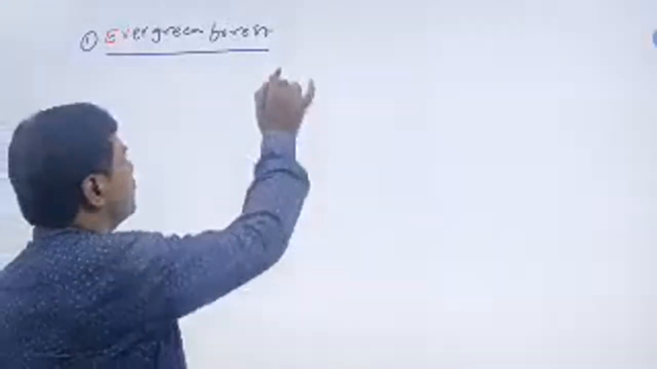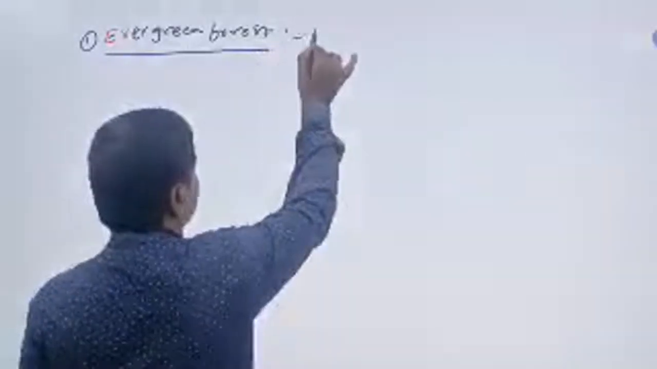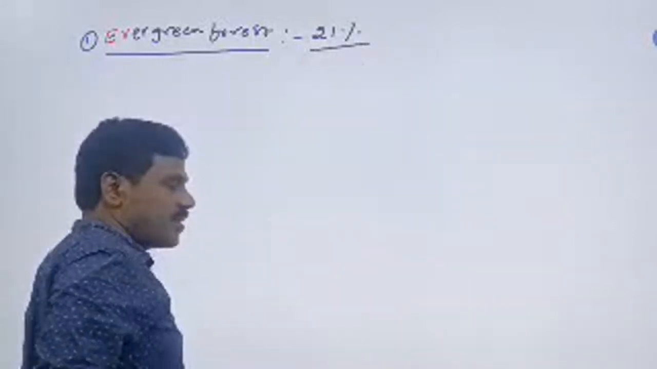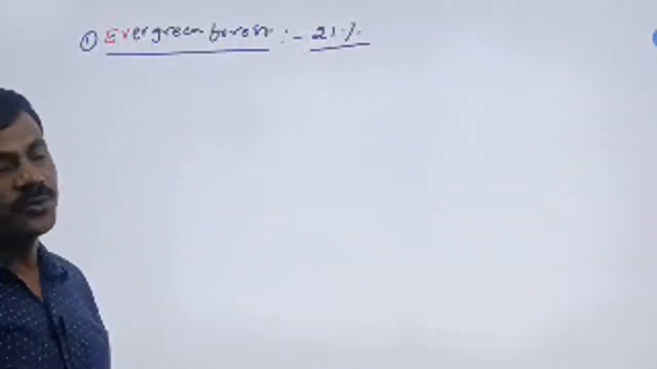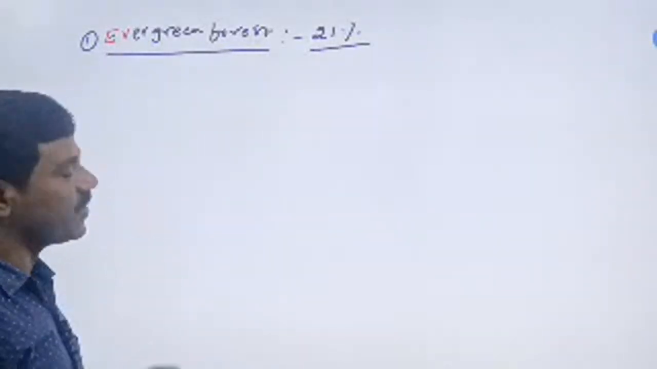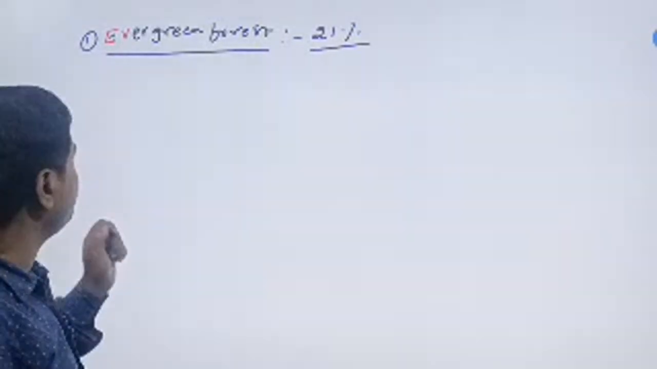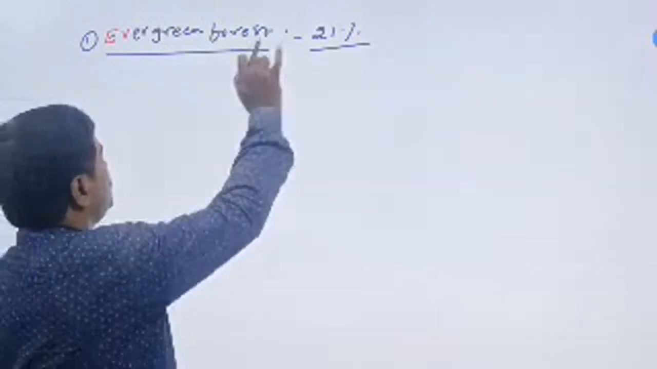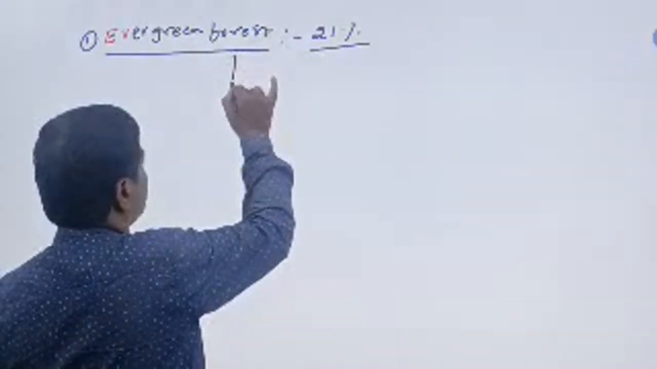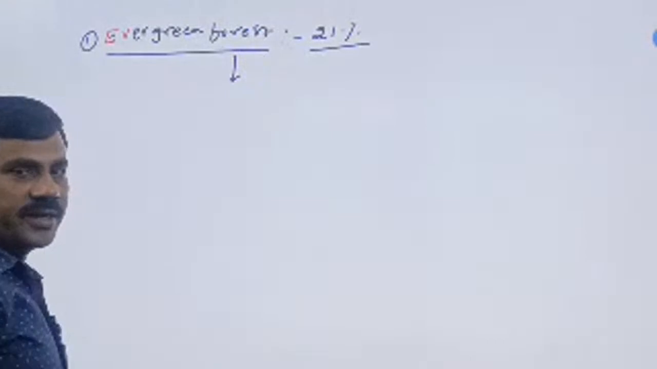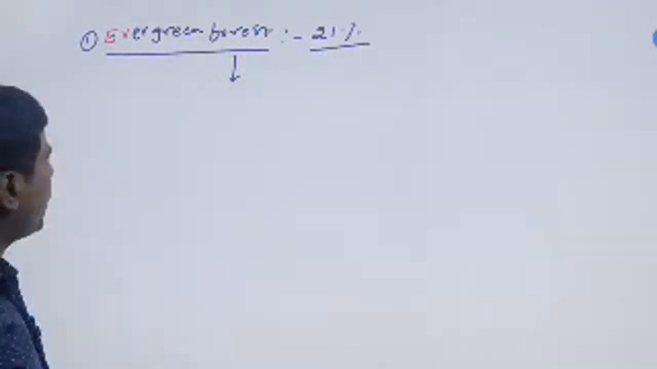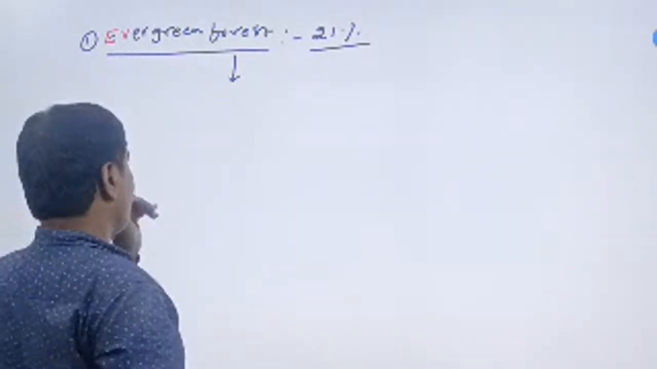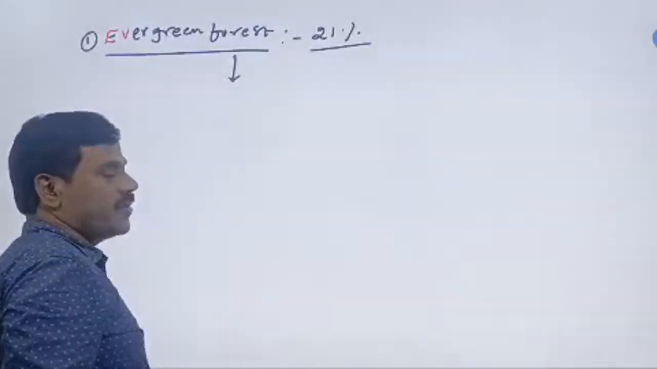Okay, of the total forest area in our India, 21% is occupied by the evergreen forest. This much forest is in India, mostly in the Western Ghats and northeastern states. These are the qualities of the evergreen forest.